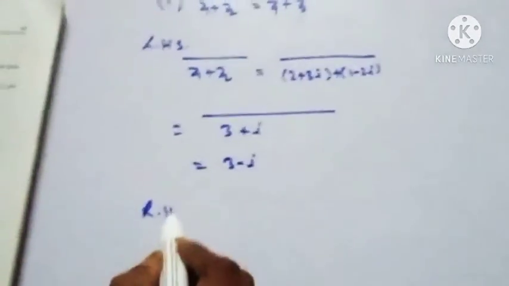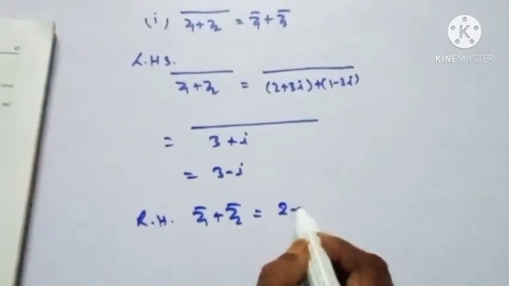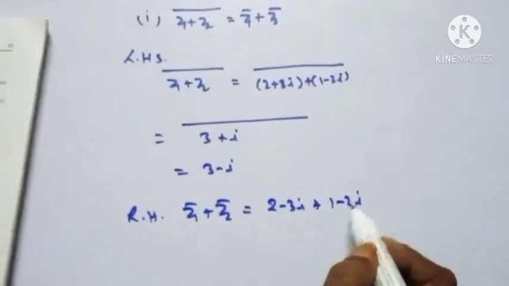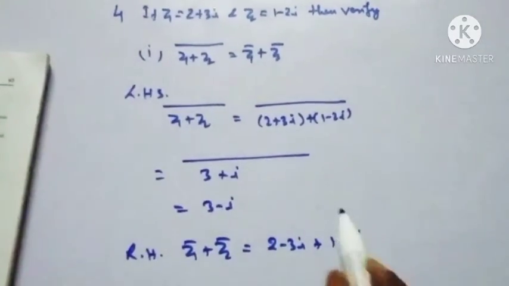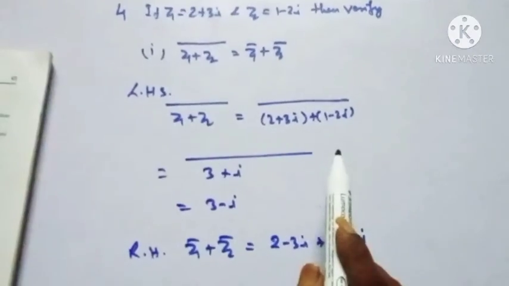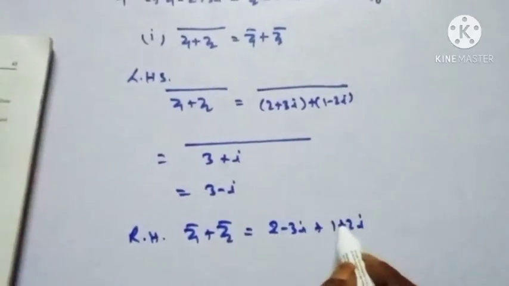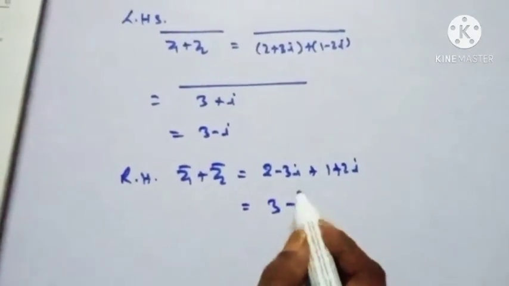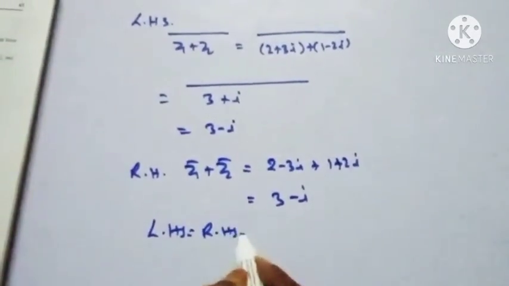Now right hand side, z1 bar plus z2 bar, so this will be 2 minus 3i plus 1 minus 2i. Z2 is 1 minus 2i, so z2 bar will be 1 plus 2i. So this is 3 minus i. So here we see that left hand side is equal to right hand side.